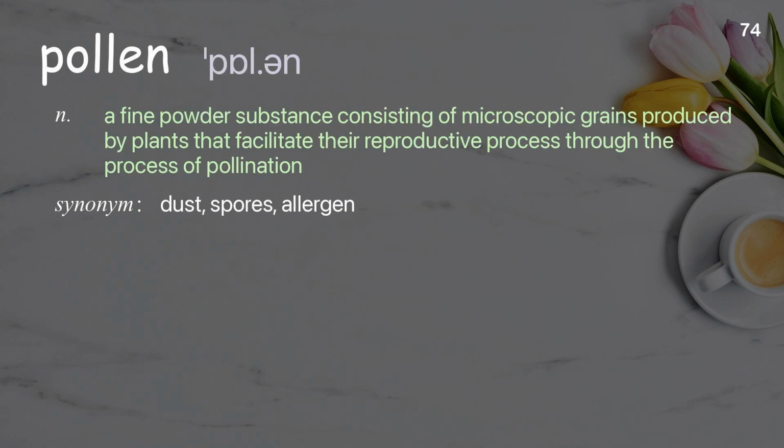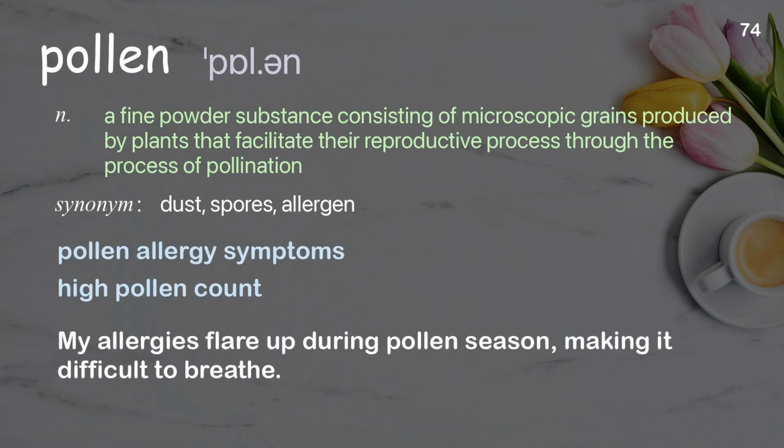Pollen. A fine powder substance consisting of microscopic grains produced by plants that facilitate their reproductive process through the process of pollination. Examples: Pollen allergy symptoms. High pollen count. My allergies flare up during pollen season, making it difficult to breathe.